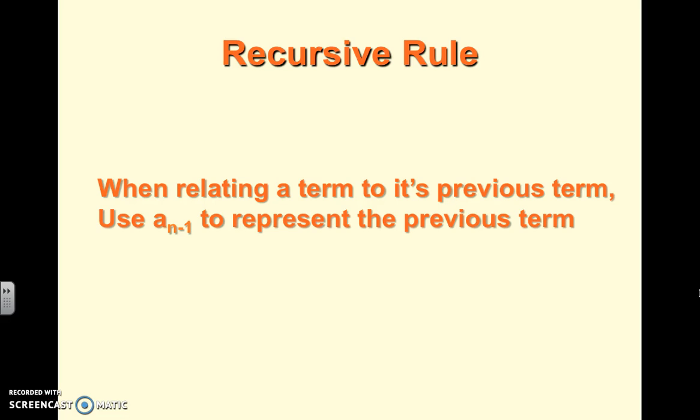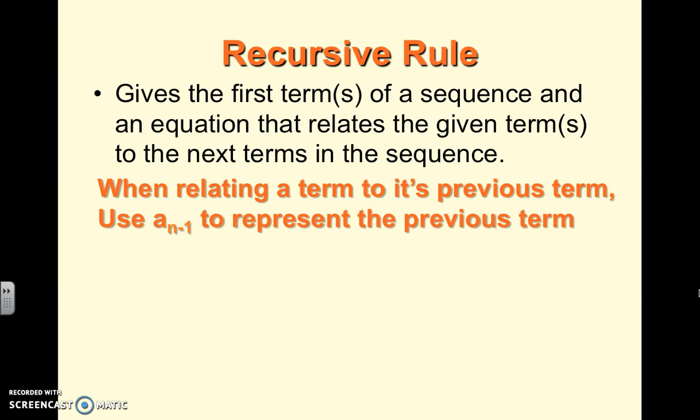A recursive rule is when we relate a term to its previous term. And when we relate a term to its previous term, we're going to use a sub n minus 1 to represent the previous term. Think of that as a variable. Now, in a recursive rule, you're going to give the first term of the sequence, because we're relating everything to its previous term, so we need to know what the first term is. And then we need to give an equation that relates the given terms to the next terms in the sequence. So that's where the previous term is going to come into play.